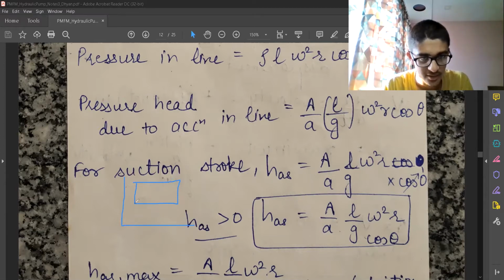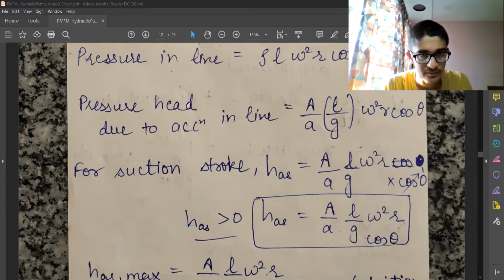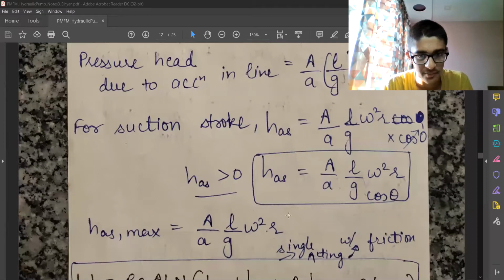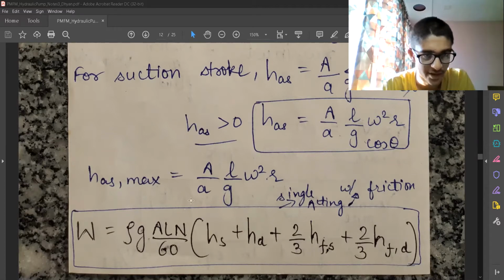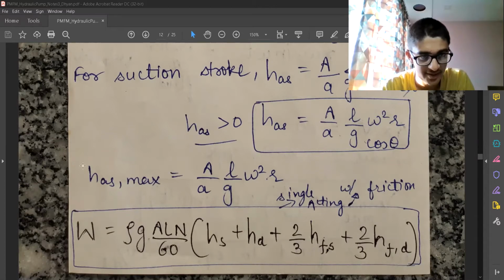Sorry, this was coming down, and this was going up by this amount, HAS. That was the suction side, and that was the delivery side. This is going to be quantitatively given by this. The maximum comes at IDC and ODC, given by cos theta taking a value of 1. So now the final expression for work done, taking into consideration the head loss due to friction, is this.